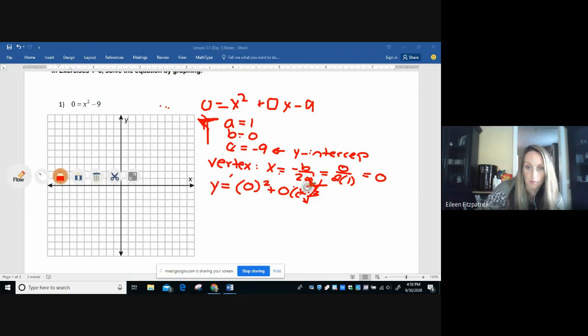Guys, I'm not scribbling. My pen is just doing whatever it wants. So just ignore it for a second while it calms down. Let's see if I can clean some of that up.